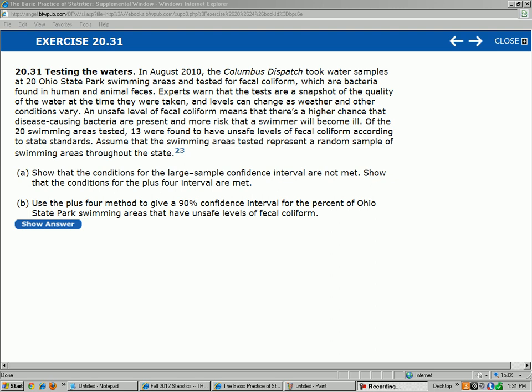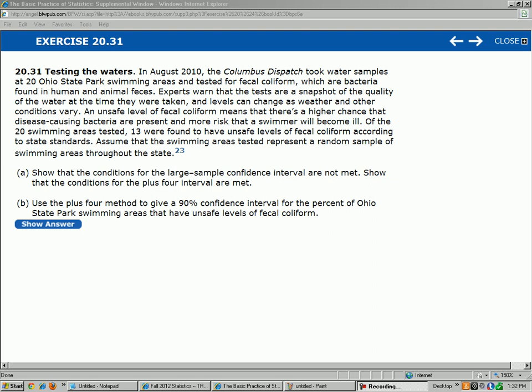It says testing the waters. In August 2010, the Columbus Dispatch took water samples at 20 Ohio State Park swimming areas and tested for fecal coliform, which are bacteria found in human and animal feces. Experts warned that the tests are a snapshot of the quality of the water at the time they were taken, and levels can change as weather and other conditions vary. An unsafe level of fecal coliform means that there's a higher chance that disease-causing bacteria are present and more risk that a swimmer will become ill. Of the 20 swimming areas tested, 13 were found to have unsafe levels of fecal coliform according to state standards. Assuming the swimming areas tested represent a random sample of swimming areas throughout the state.